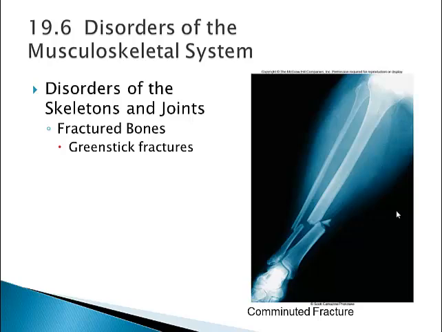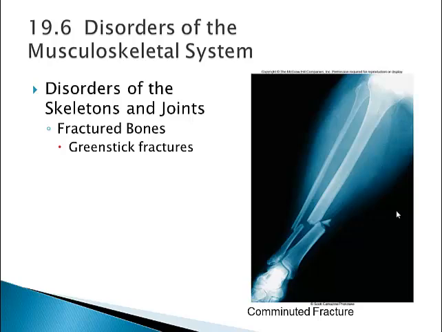The end of the chapter is going to discuss disorders of the musculoskeletal systems. Bones are susceptible to being broken or fractured due to trauma. If the skin is punctured, it's known as an open fracture. Otherwise, it's closed. There are different types of fractures.